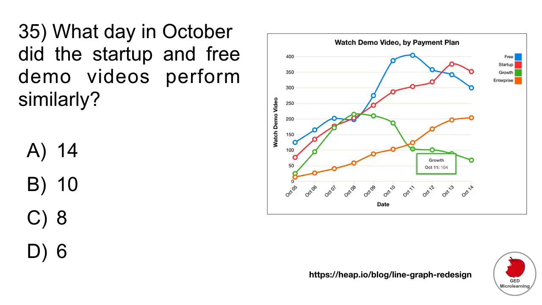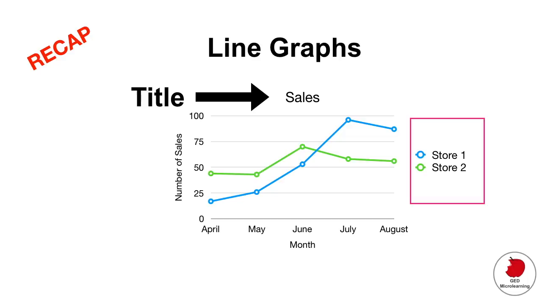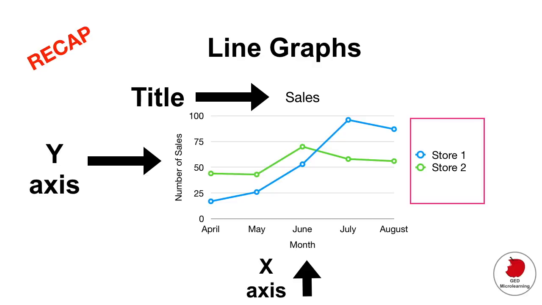All right, the next question is also a line graph, but this one's pretty much more complex, okay, because you can see that there's a ton of craziness going on here. So it asks you what day in October that the startup and free demo videos perform similarly. All right, so in this case, I said more complex, but once again, you would follow the same procedure. You look at the title. You look at that little box on the right side, which is your legend. This is telling you what each of these lines represent. Then you look at your x-axis and your y-axis.